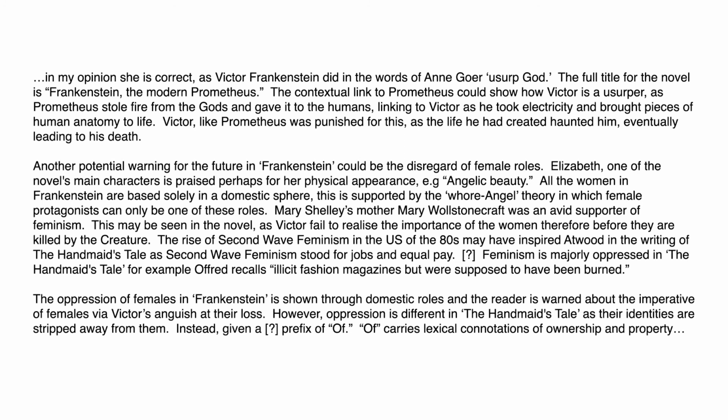Build a counter-argument. The full title for the novel is Frankenstein: The Modern Prometheus. The contextual link to Prometheus could show how Victor is a usurper, as Prometheus stole fire from the gods and gave it to the humans. Good point. Linking to Victor, as he took electricity and brought pieces of human anatomy to life. Victor, like Prometheus, make sure that your handwriting is legible for your examiner, please.